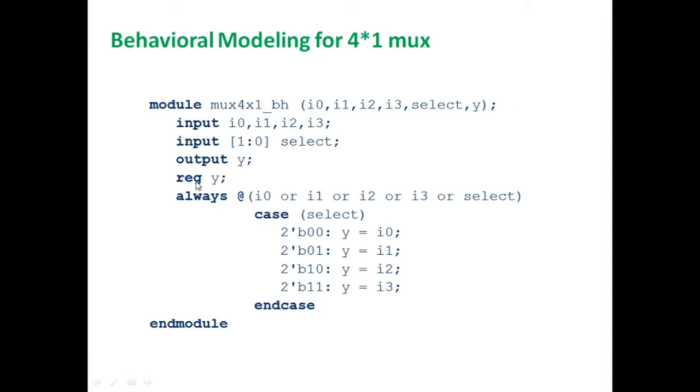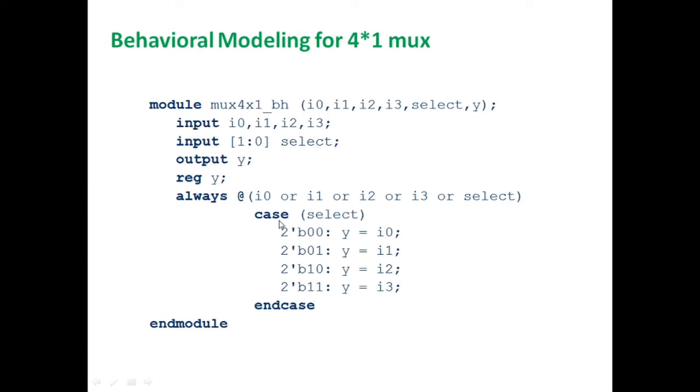After that, always, that means forever, I am depending on the inputs: always at the rate, what are the inputs here? I0, I1, I2, I3 and select. Instead of select I can simply go with s also as a variable. But here select is not a scalar quantity, it is a vector quantity because I have declared the select variable as a vector, that is 1 down to 0. That means select of 1 and select of 0, so it is a 2-bit quantity.